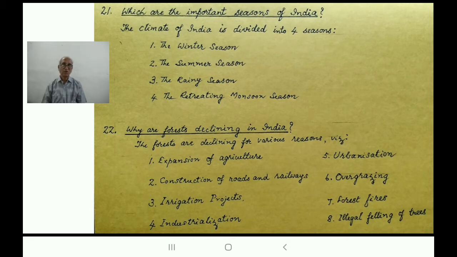Now we have about 8 reasons given here. Not necessary that all the 8 should be written. You should be able to write at least some 6. 1 or 2 you may forget as you write, but the key reasons you should not forget. Remember well. Expansion of agriculture, it's a key reason. Roads, railways, irrigation projects, industrialization, urbanization. Learn, study well. Even as good citizens of the country, we should know the reasons which lead to such problems.